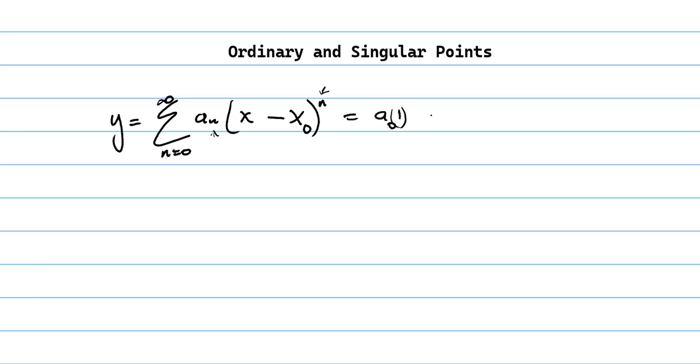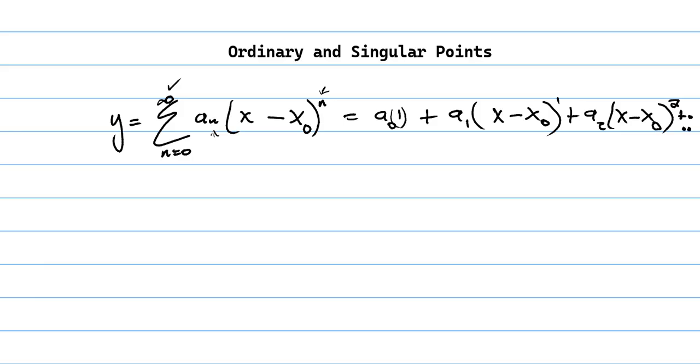Then we say plus a sub 1 times x minus x sub 0 to the power 1. Then plus a sub 2 times x minus x sub 0 to the power 2, and then this continues. These are the triple dots. This continues to infinity because this is an infinite series.